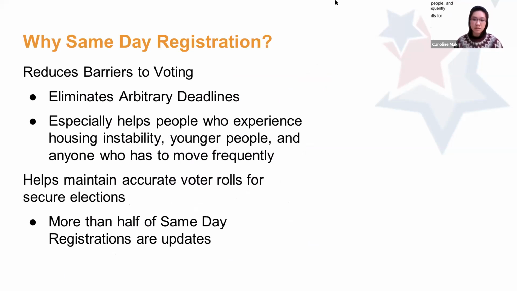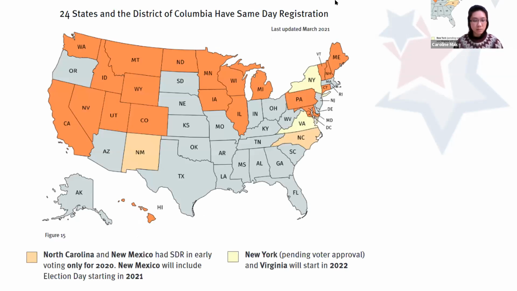It also helps maintain more accurate voter rolls when voters can update their registration when they vote, since more than half of same-day registrations are updates. However, even with this policy, it's still important for people to register early so they can get mail ballots, but it's a fail-safe for any eligible voter who might have missed a deadline. This map of where same-day registration is gaining usage, you can also refer to in the report.